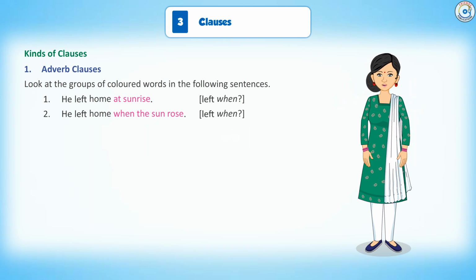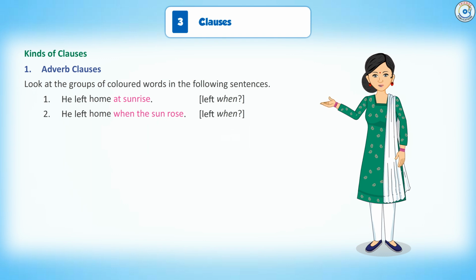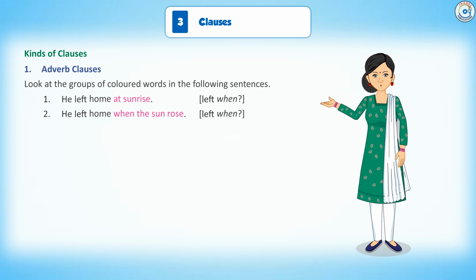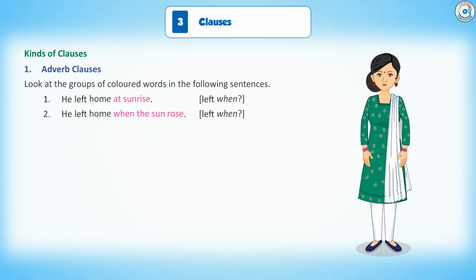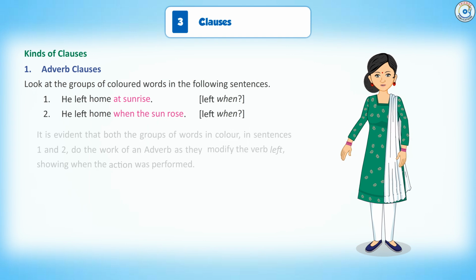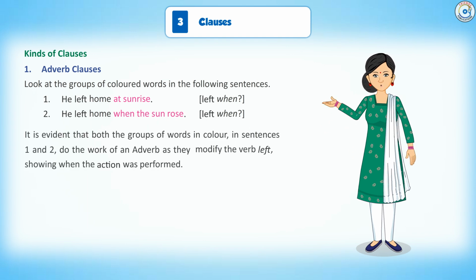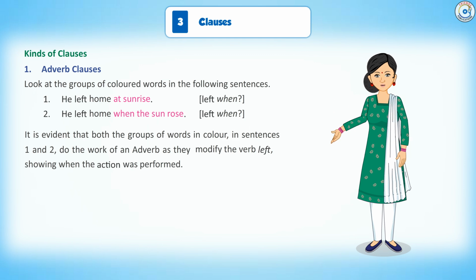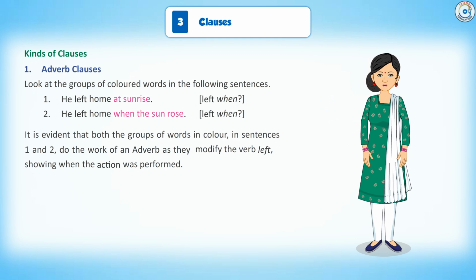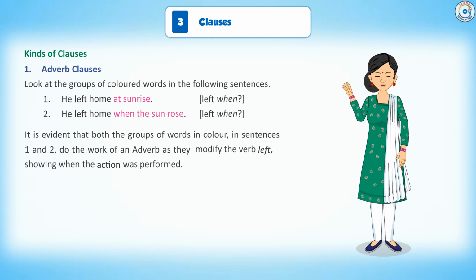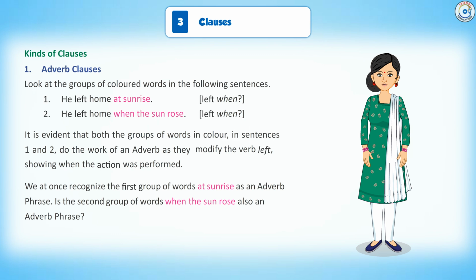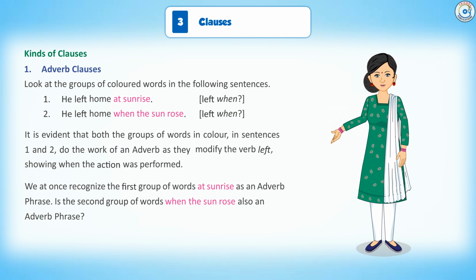Look at the groups of colored words in the following sentences. He left home at sunrise. Left when? He left home when the sun rose. Left when? It is evident that both the groups of words in color in sentences 1 and 2 do the work of an adverb as they modify the verb left, showing when the action was performed. We at once recognize the first group of words, at sunrise, as an adverb phrase.